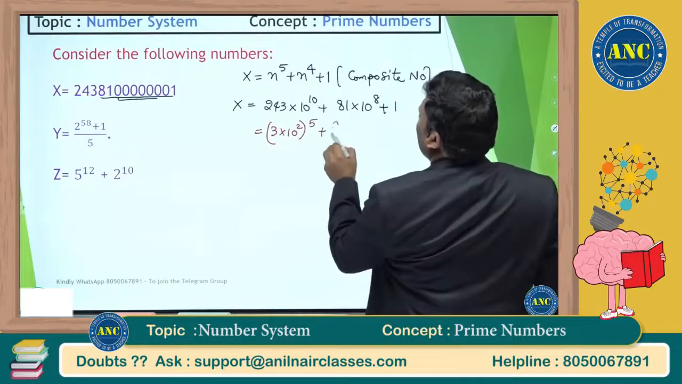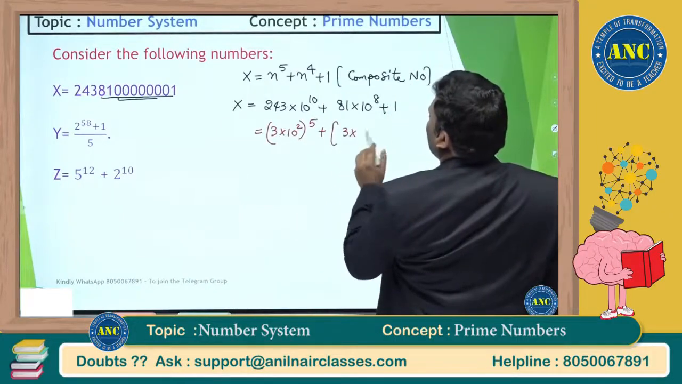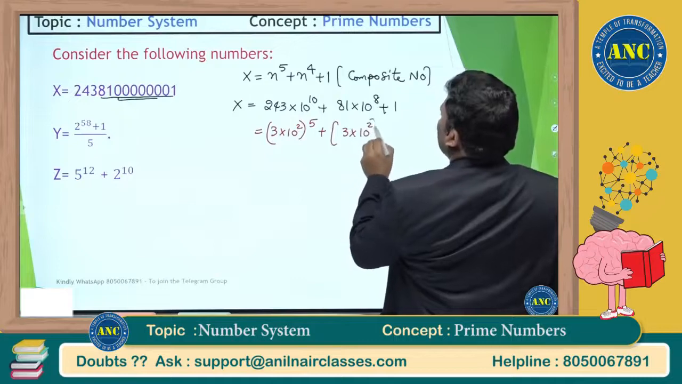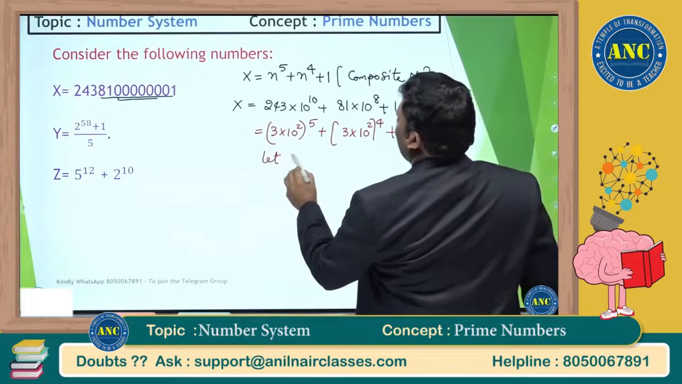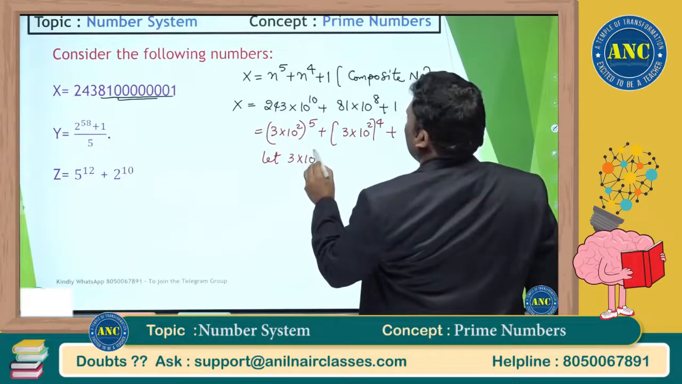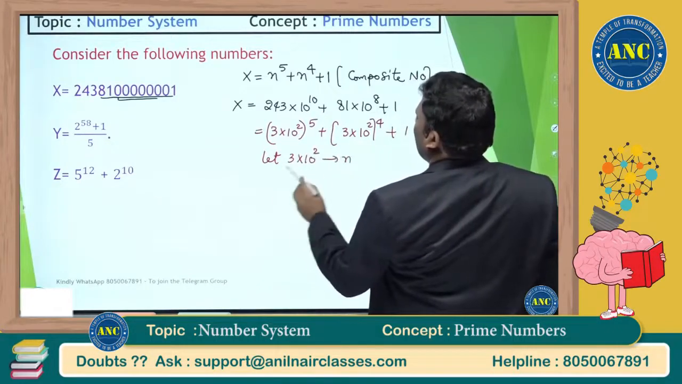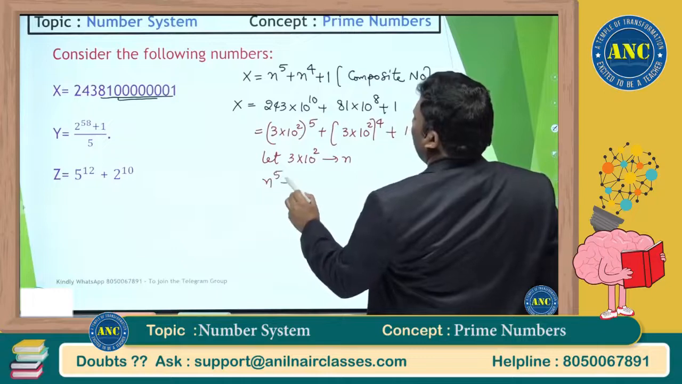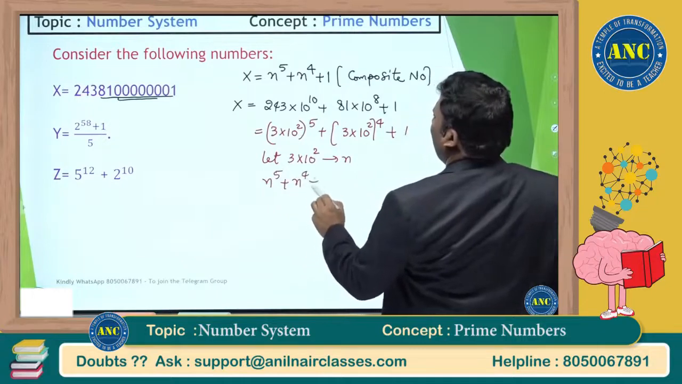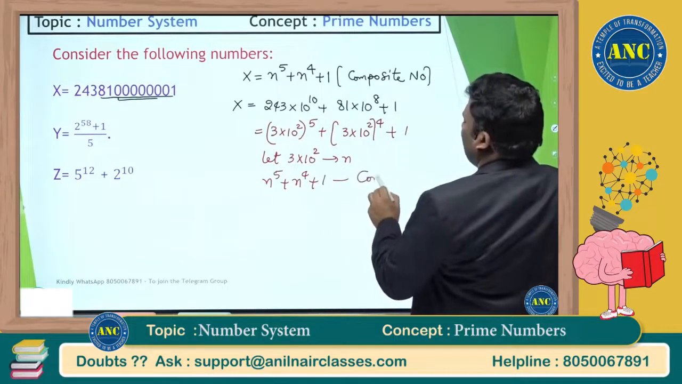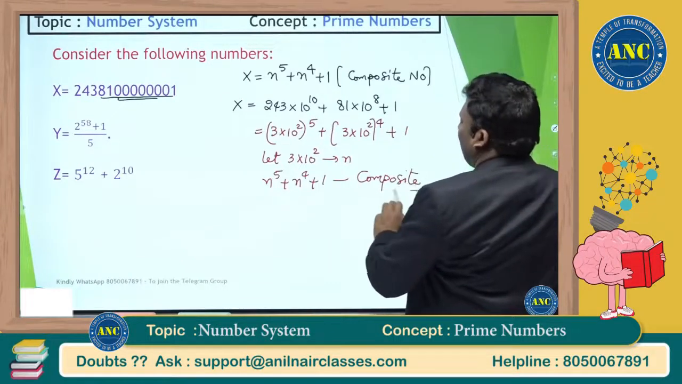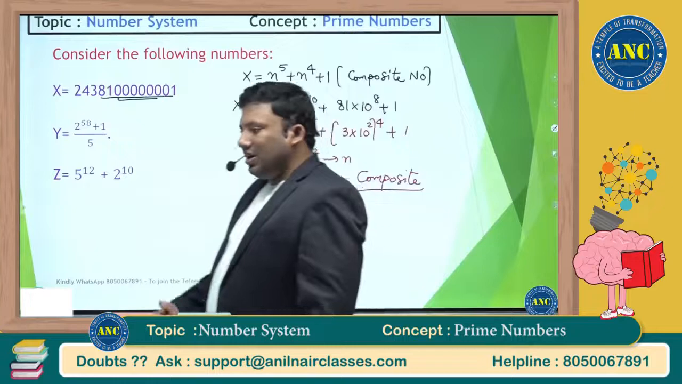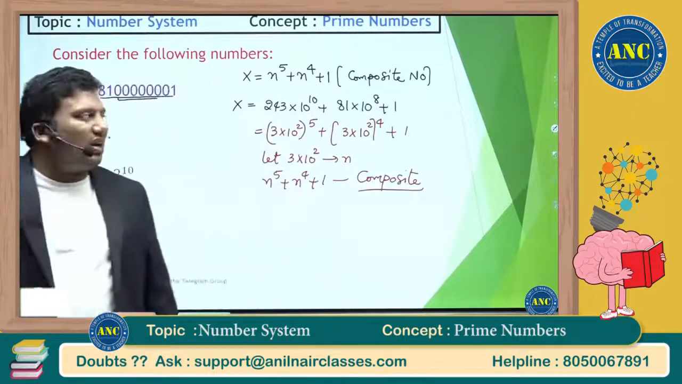Are you all with me? This can be written as 3 into 10 square power 4 plus 1. So if I take 3 into 10 square as n, this will be n power 5 plus n power 4 plus 1. Definitely the number is a composite number. It seems like a number with a huge number of digits, but actually it's a composite number.